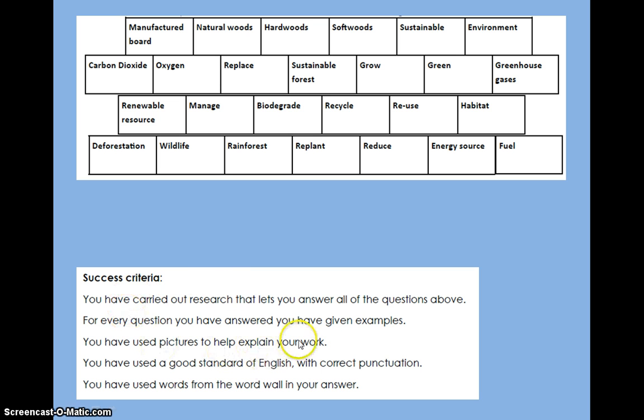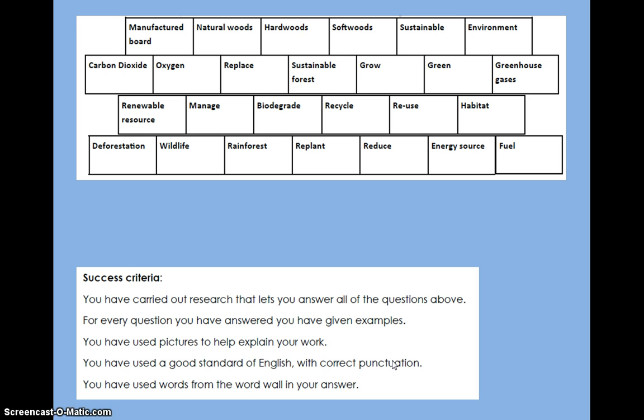Pictures as well to help explain your work. You think of all the really good textbooks that you've got, they all use pictures to help illustrate the text, the writing. They don't just have lots and lots of words, they have pictures. Someone said, a picture paints 1,000 words. So try a nice balance, good lot of writing, your own words, and some pictures. Good standard of English, correct spelling and punctuation. Get it checked, have a look over it.